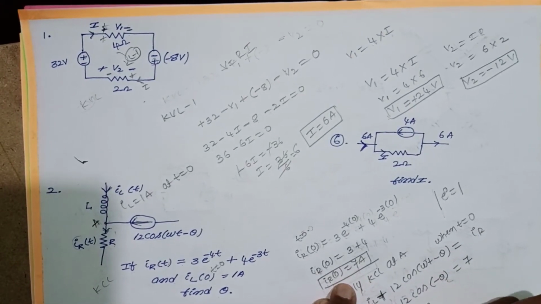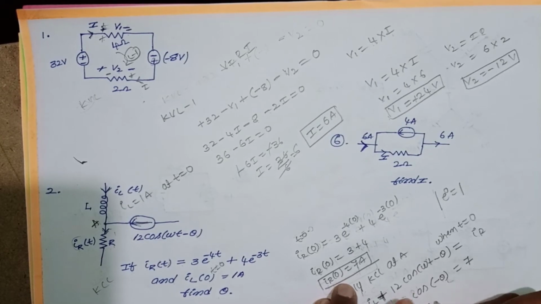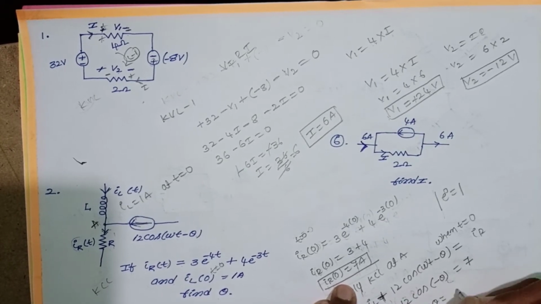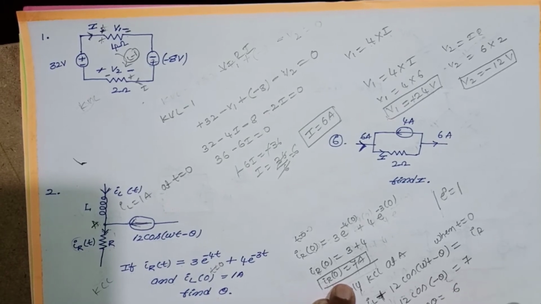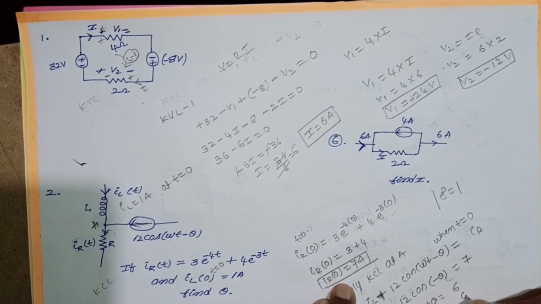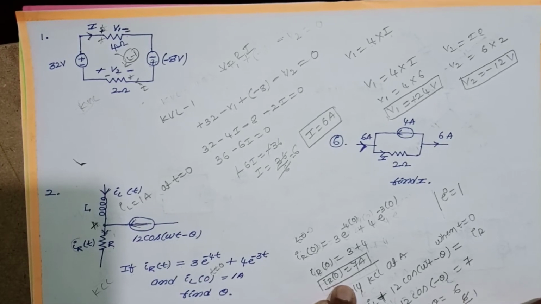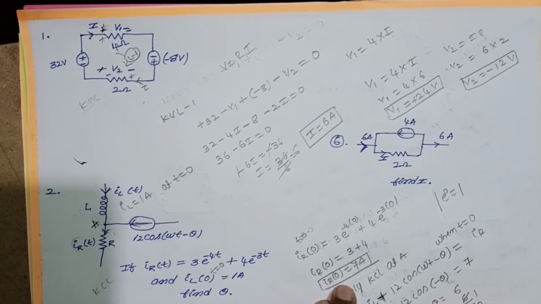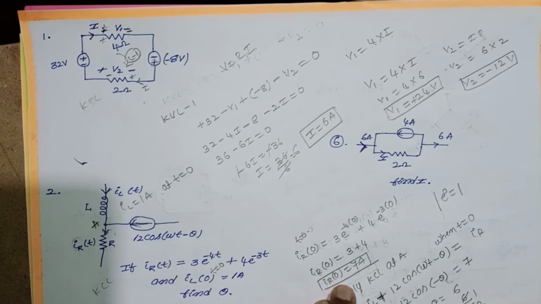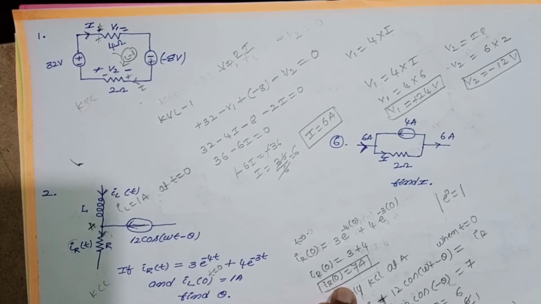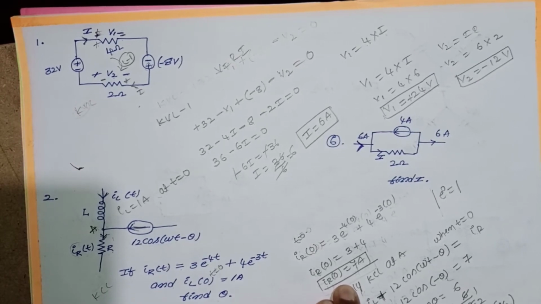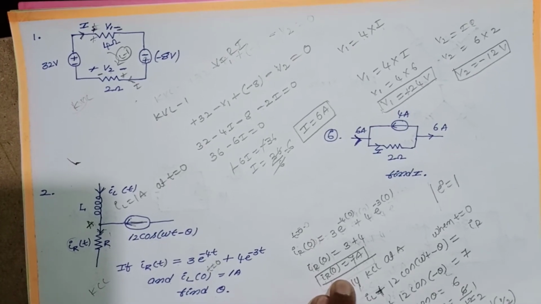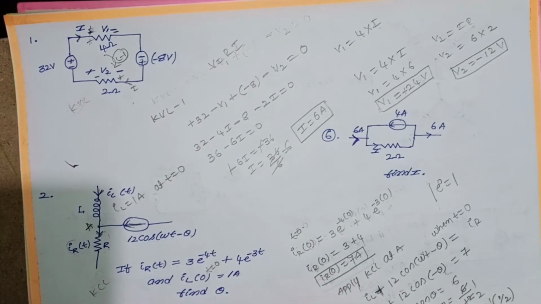12 cos of minus theta is cos theta. So 12 cos theta is equal to 7 minus 1, which is 6. Cos theta is equal to 6 by 12, which is 1 by 2. Theta is equal to cos inverse of 1 by 2. Cos inverse of 1 by 2 gives theta is equal to 60 degree. This is also a very simple problem. This is the answer for this question.